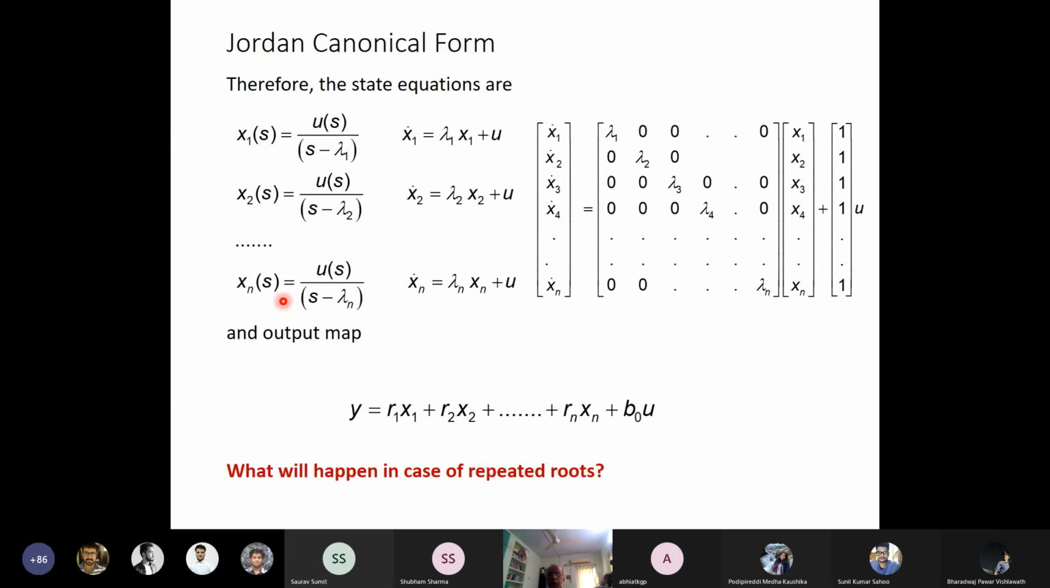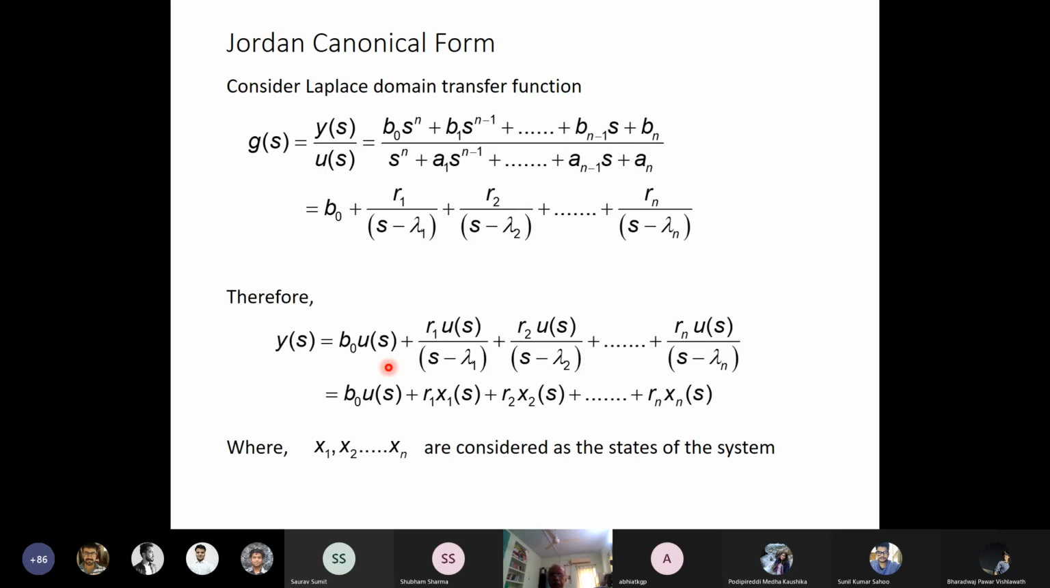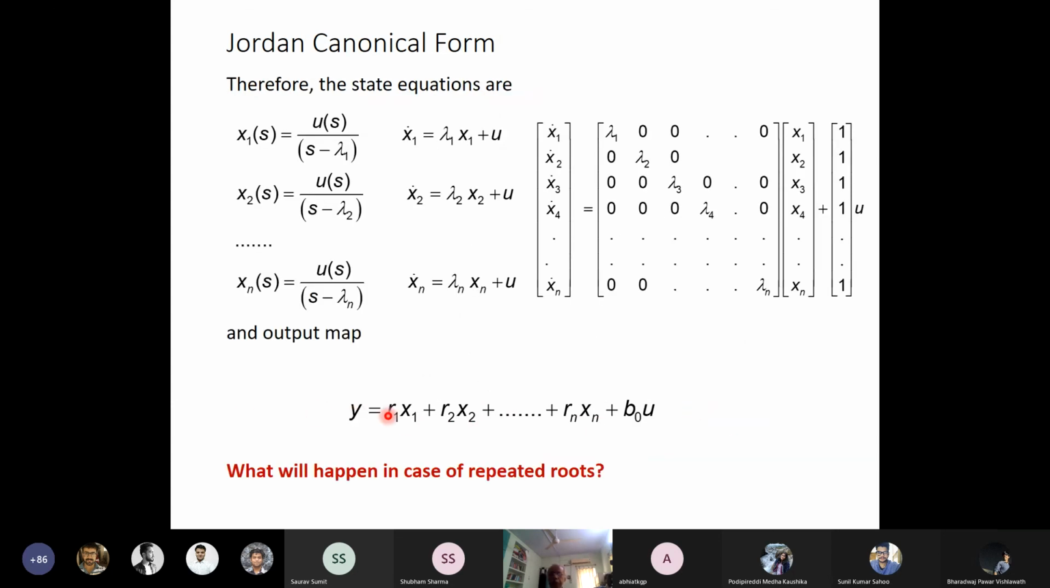Okay, and the output map we can write as y is equal to r1 x1 plus r2 x2 plus rn xn plus b0 u. This basically we have written already: Y(s) is equal to this term. If I take the inverse Laplace, this will be y(t) is equal to b0 u plus r1 x1 plus r2 x2 up to rn xn. So I will write y is equal to r1 x1 plus r2 x2 plus rn xn plus b0 u. Okay. So this is basically the Jordan canonical form.